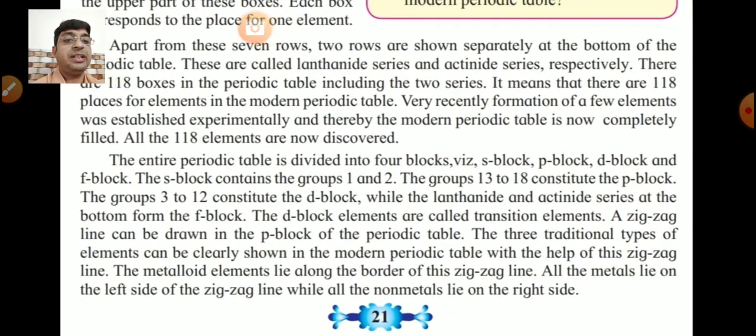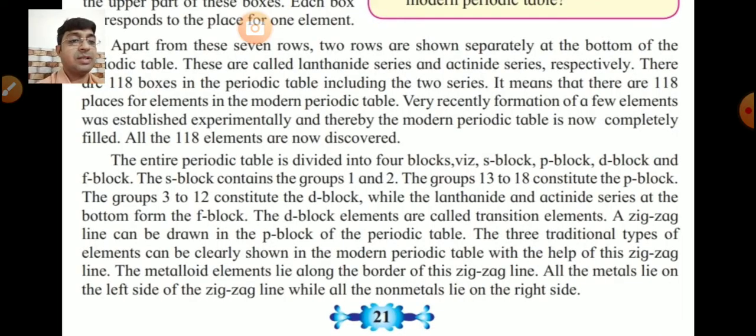The entire periodic table is divided into 4 blocks. I will show in the picture, such as the s block, p block, d block and f block. The s block contains the groups 1 and 2. The groups 13 to 17 contain the p block. The groups 3 to 12 constitute the d block, while the lanthanide and actinide series at the bottom form the f block. The d block elements are called transition elements.